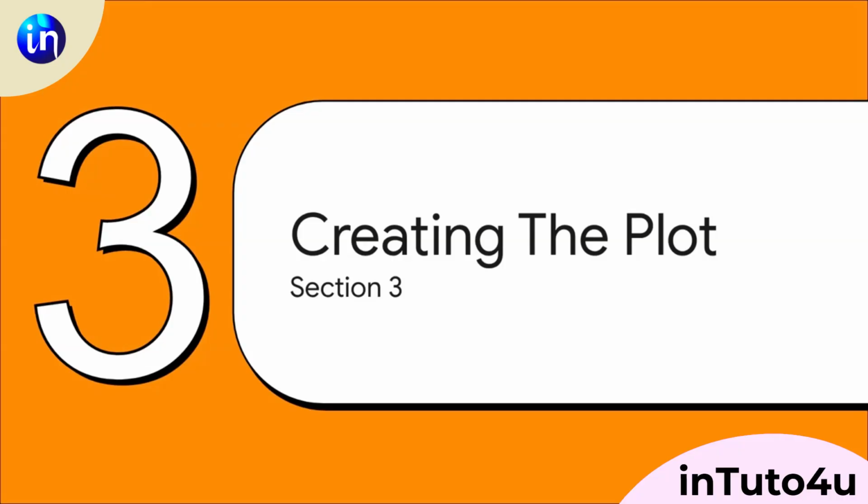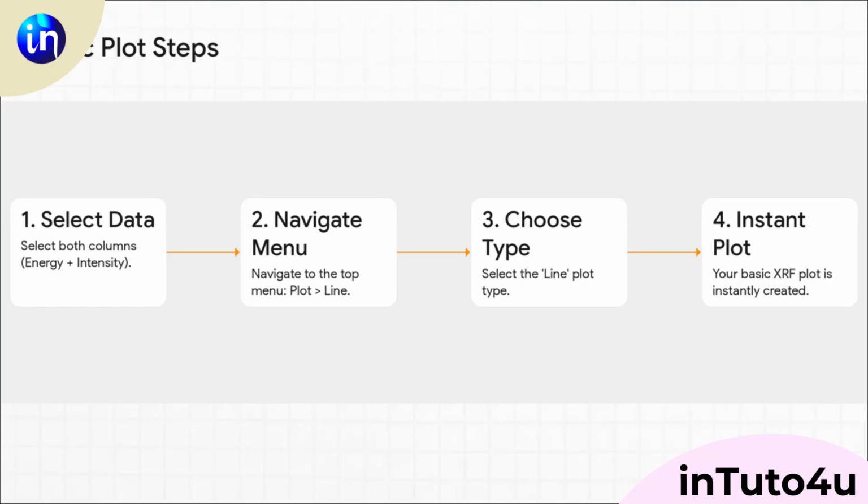Now for the fun part, actually creating the plot. With everything loaded up, we are literally just a couple of clicks away from seeing our XRF spectrum come to life. And it's so fast, you'll love it. All you do is highlight your two columns of data, go up to the Plot menu, and choose Line. Boom. Instantly, Origin draws your basic plot. And just like that, you've turned a boring table of numbers into an actual visual shape.